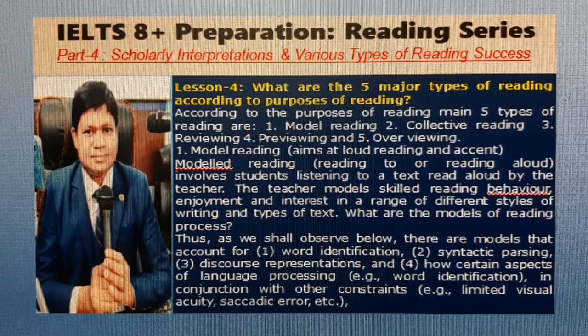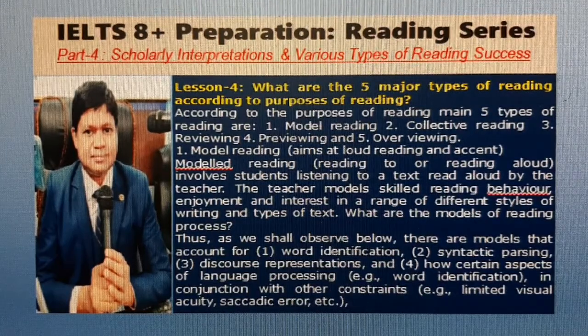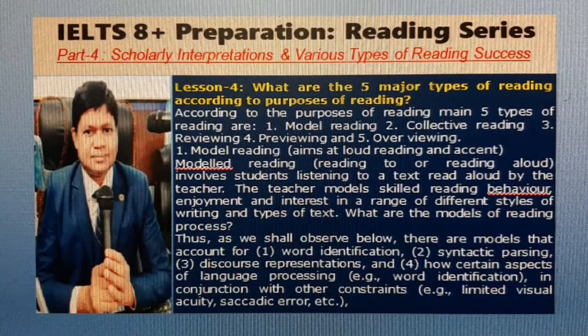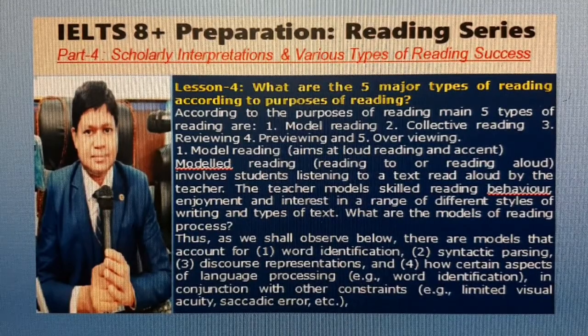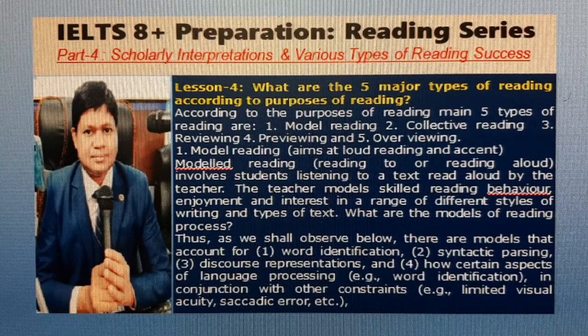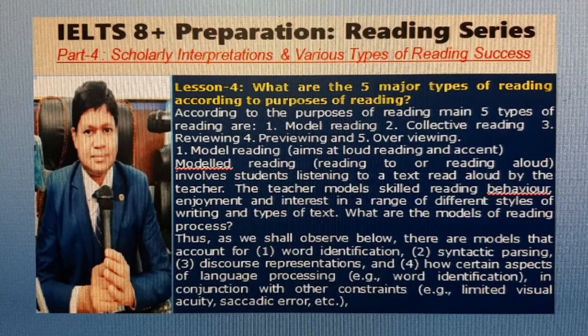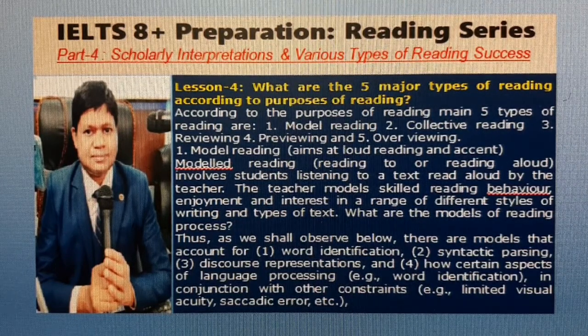Thus, we shall review below. There are models that account for: number 1, word identification; number 2, syntactic parsing; number 3, discourse representations; and number 4, how certain aspects of language processing, for example word identification, operate in conjunction with other constraints, for example limited visual acuity or keenness, or saccadic rapid error, etc.